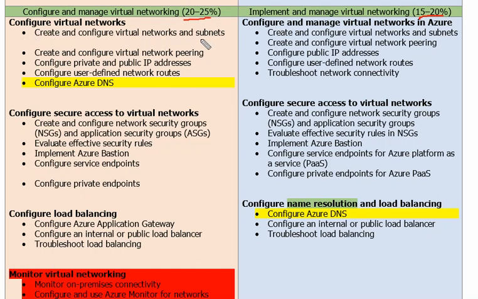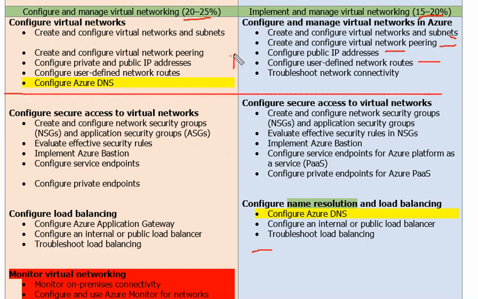Create and configure virtual network and subnets, that is available in the new syllabus. Create and configure virtual network peering is also available. Configure private and public IP addresses, that is also available. Configure user defined network routes, that is also available. And configure Azure DNS is moved to the third part here. So the first part we have compared.